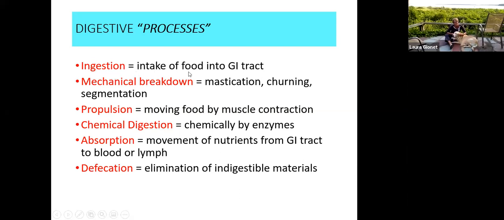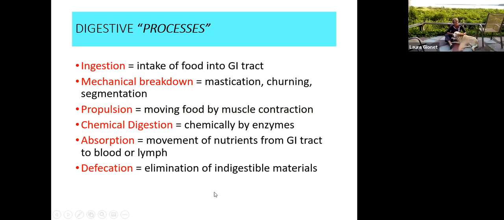Ingestion is a term that refers to intake of food into the GI tract. Mechanical breakdown includes the specific actions of mastication, which is chewing, churning, and segmentation. We have gastric churning in the stomach, haustral churning in the large intestine, and segmentation that occurs in the small intestine.